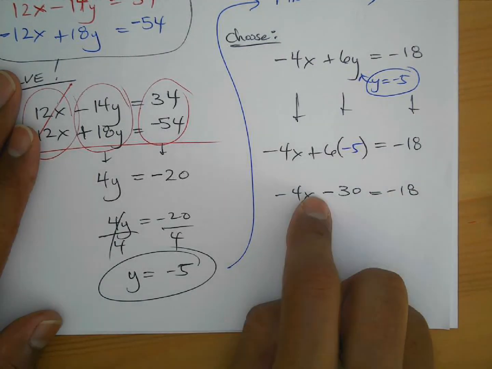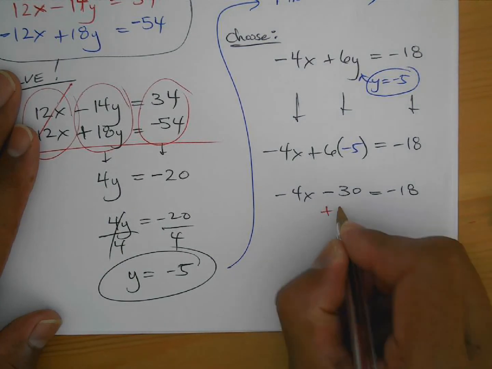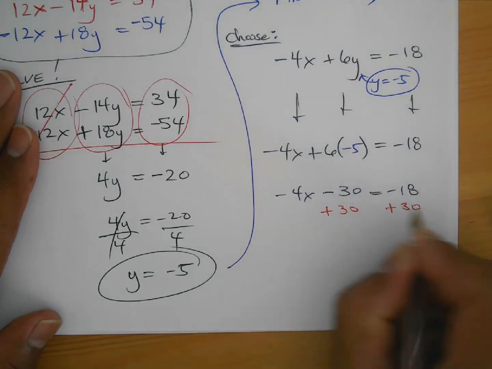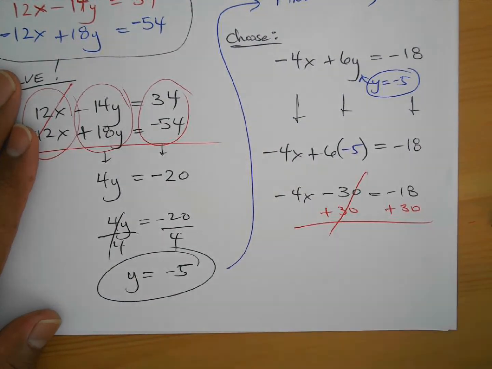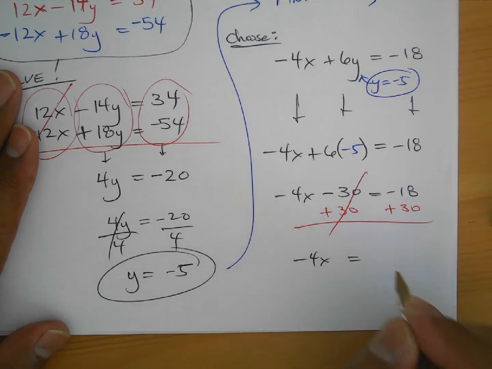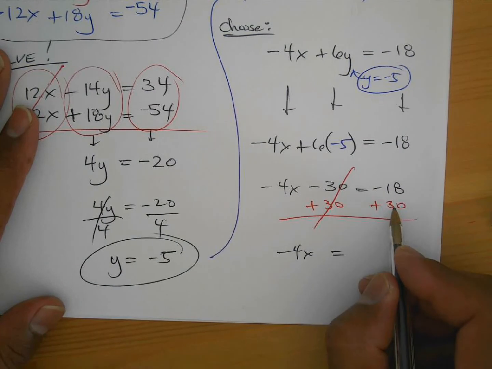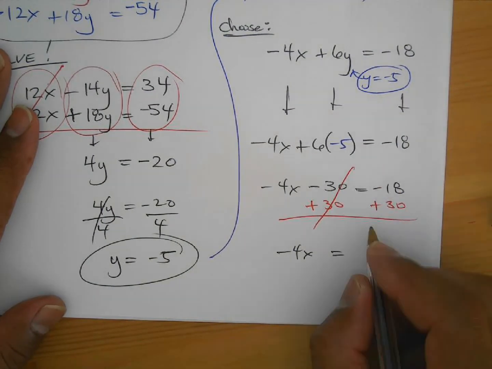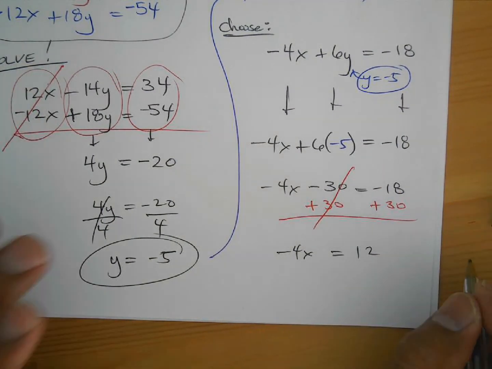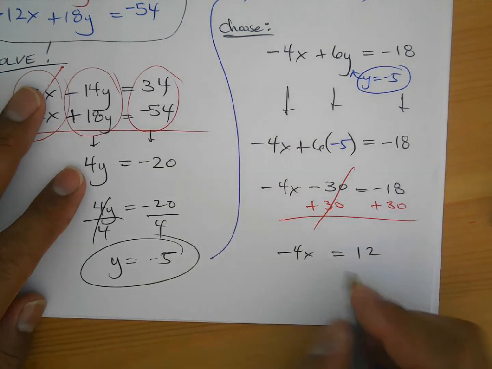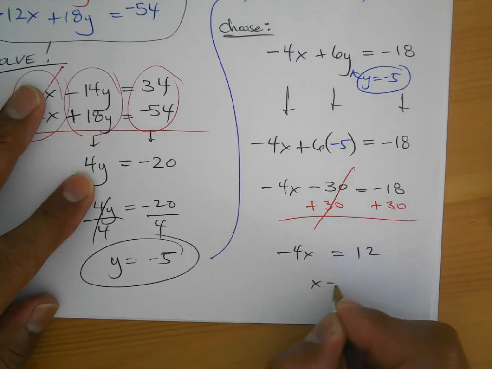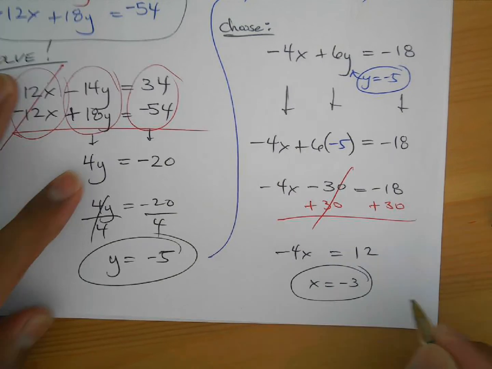And then to solve this, we want to solve for x, so plus 30 plus 30. You're going to get negative 4x equals negative 18 plus 30, which is the same as 30 take away 18, so that's 12. And you divide by negative 4, you divide by negative 4, you're going to get x equals negative 3.